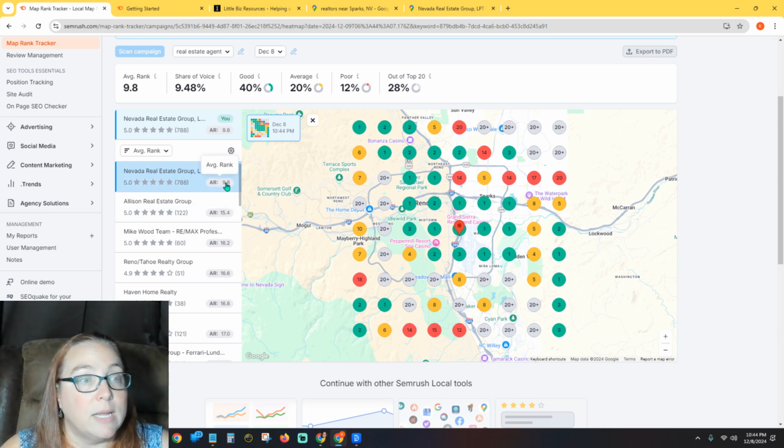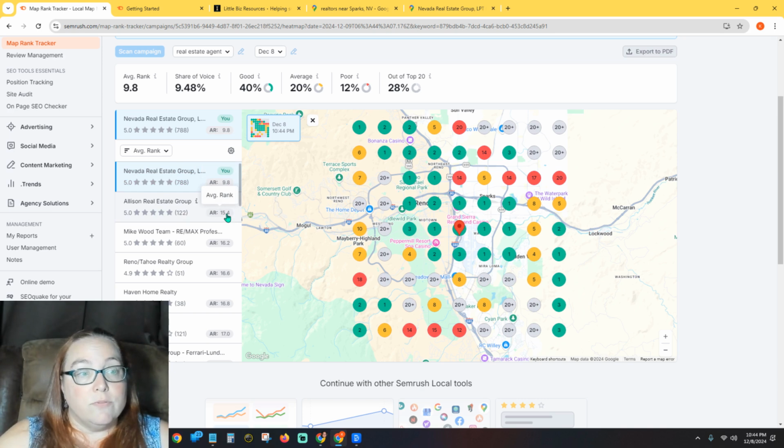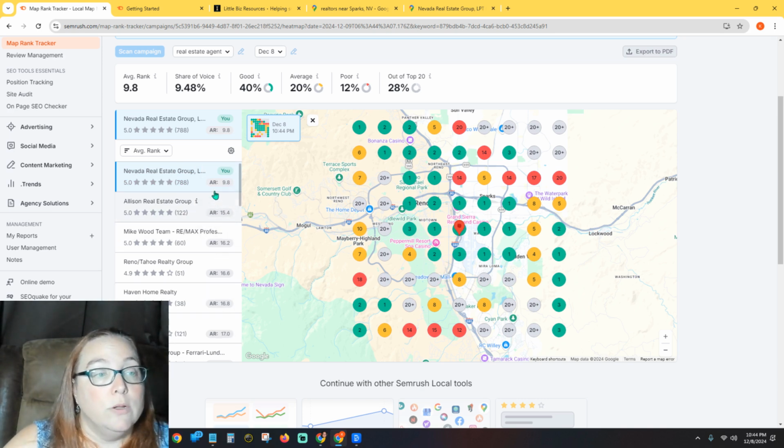And this is average rank is 9.8, whereas this one's 15.4. Look, these are much lower. So 9.8 is very high. But see, the further out they're going, like this is out, trying to see, this is the water park here. So this is where I live.